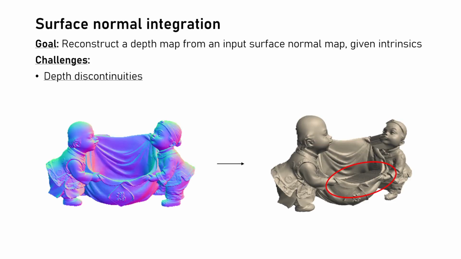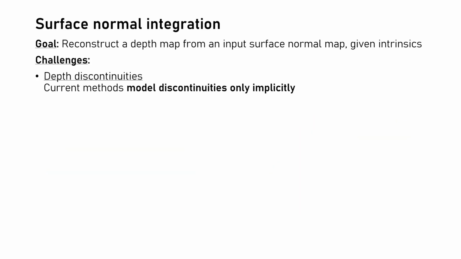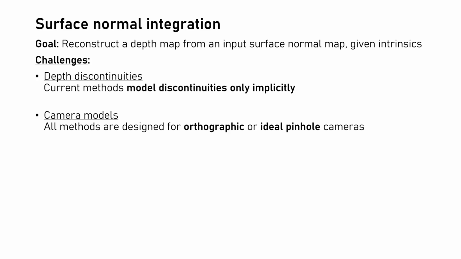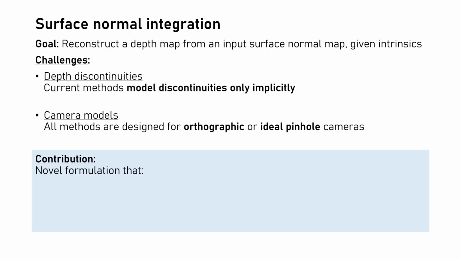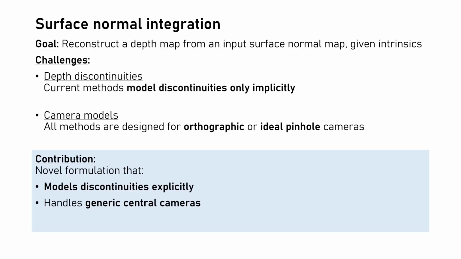The first challenge is modeling depth discontinuities, which naturally arise due to self-occlusions. Recent approaches have proposed techniques to take discontinuities into account. However, they model their magnitude only implicitly. Additionally, all proposed methods are designed for orthographic or ideal pinhole cameras, which limits their applicability to more general real-world cameras. In this work, we propose a novel formulation that models discontinuities explicitly, can handle generic central cameras, that is, cameras with a center of projection, and also more accurately describes the ground truth relation between normals and depth.